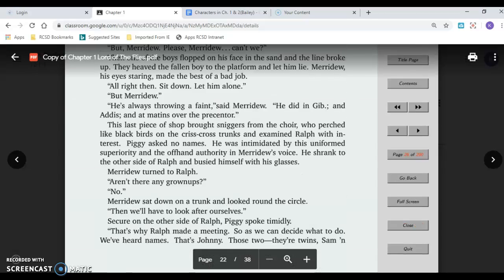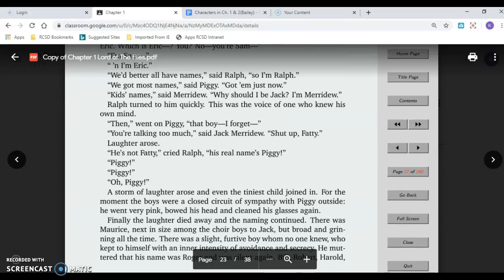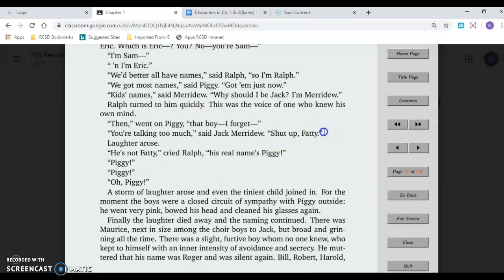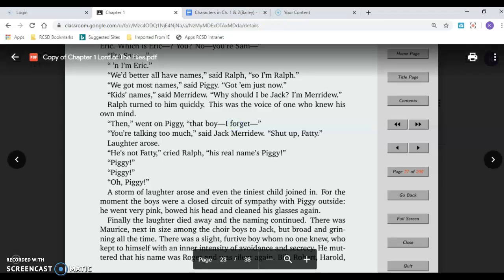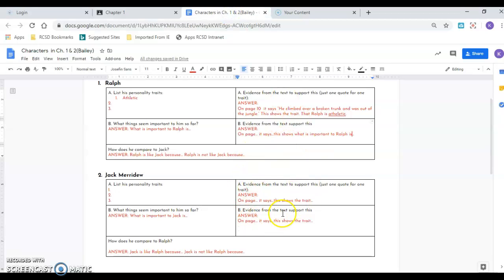Here we go. I'm still looking for something about Jack. Here we go. You're talking too much, said Jack. Shut up, fatty. Oh, this sounds mean. So maybe I would say Jack is mean, and I would look, this is on page 27 if you want to use this, and I would copy and paste that right there into my evidence to show that Jack is mean. Okay, and what things seem important to him so far?